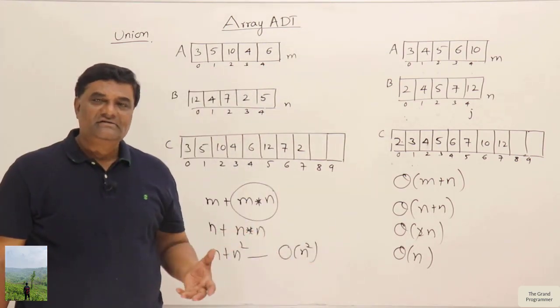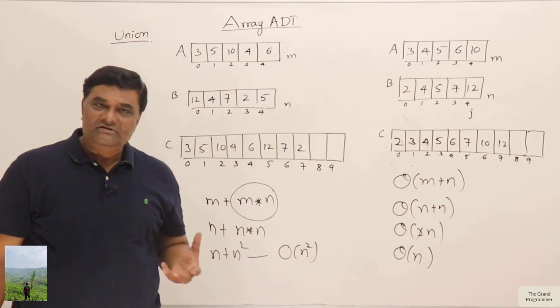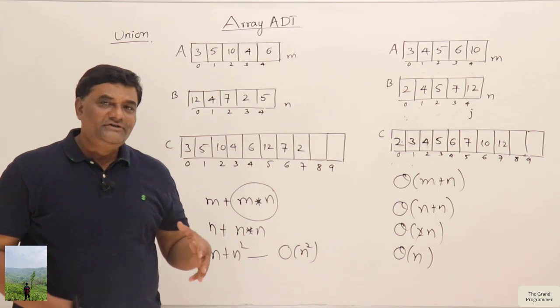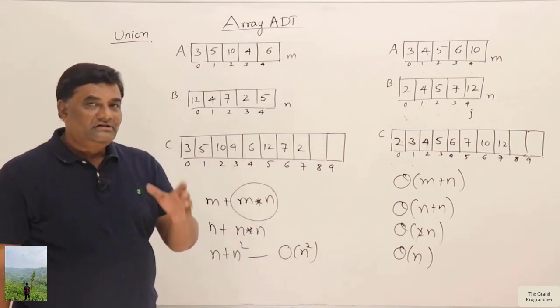Now next is intersection and difference. We don't have to learn much there. Now we already know how to perform union. They are similar with some changes in them. Now let us look at intersection.